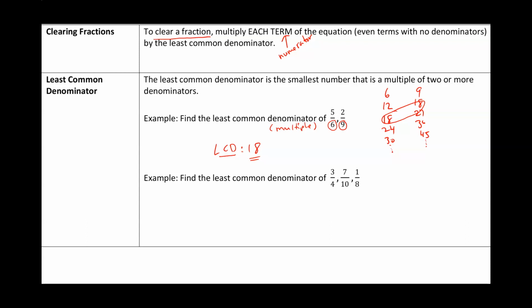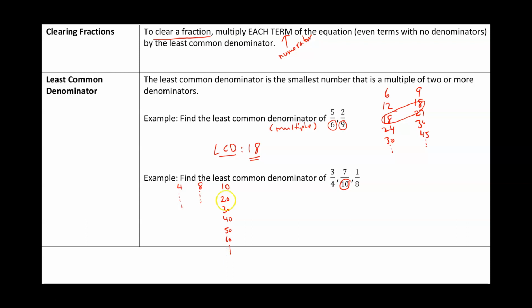Okay, what about the least common denominator of 4, 10, and 8? So I have a quick little tip for you guys. You can write down the multiplication table for 4 and then also for 8. But what I recommend is only writing down the multiplication table for the highest number, highest denominator, in this case 10. So that's 10, 20, 30, 40, 50, 60, etc.